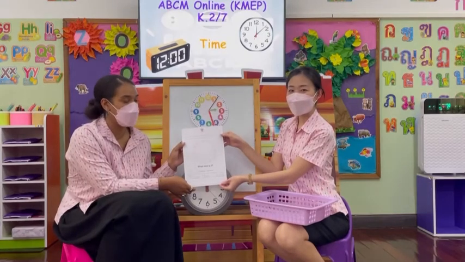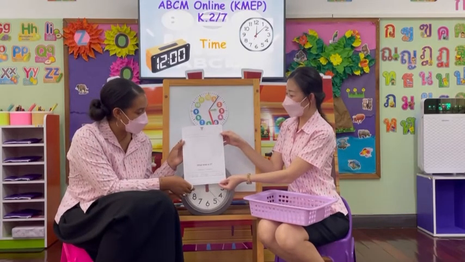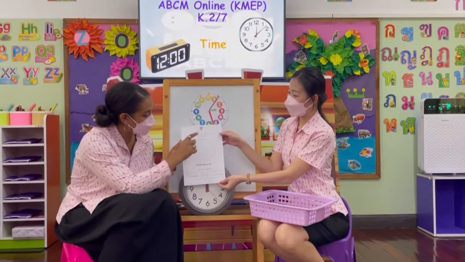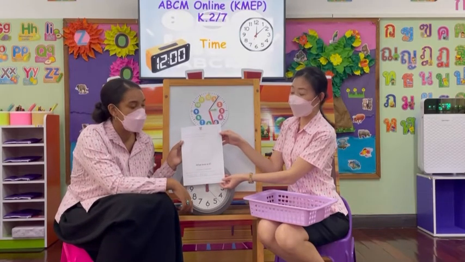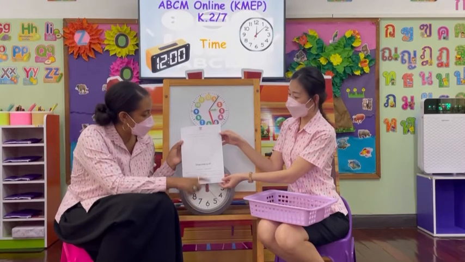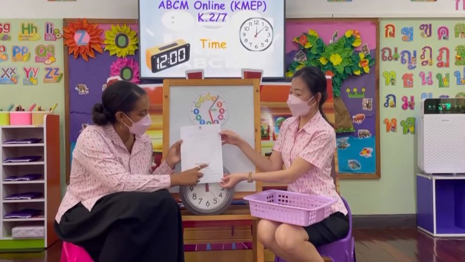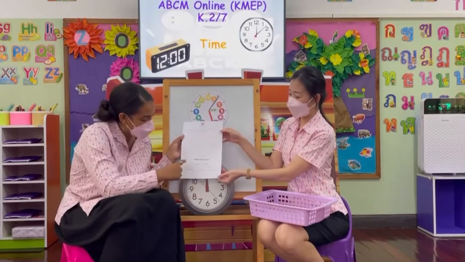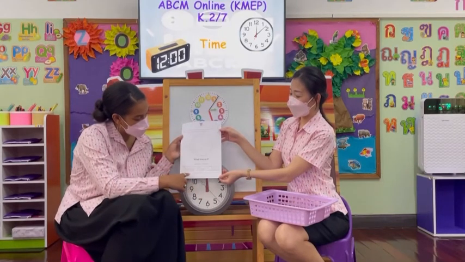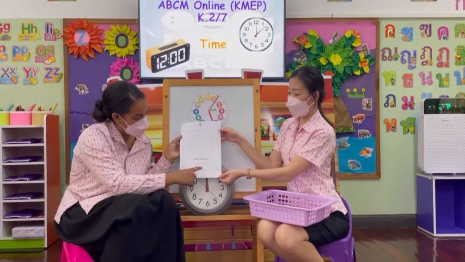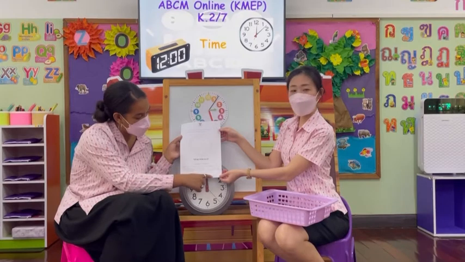Now we have our worksheet for today. And this says, trace and color the clock. Draw on a minute hand and an hour hand. Write the correct time in the space below. Then you're going to trace the clock. You're going to write that on your own. Trace the clock.